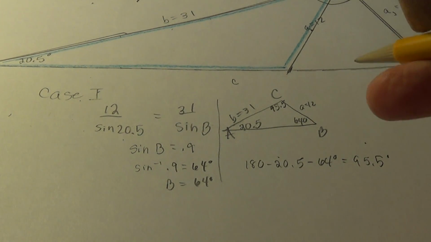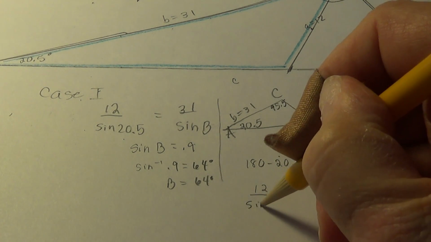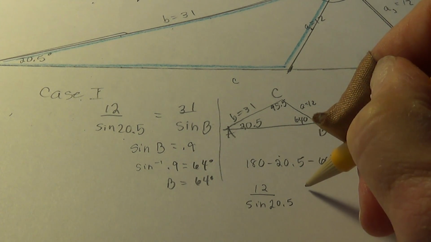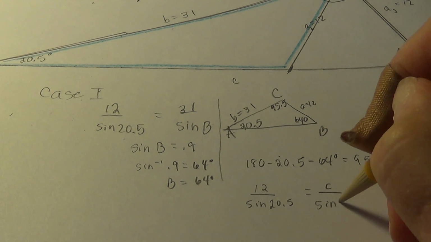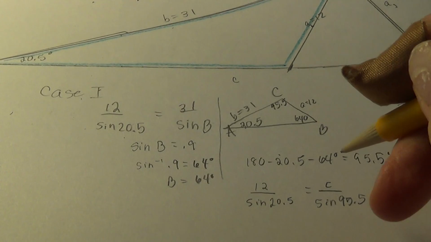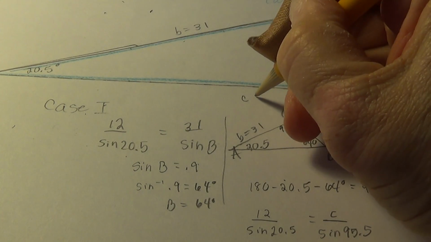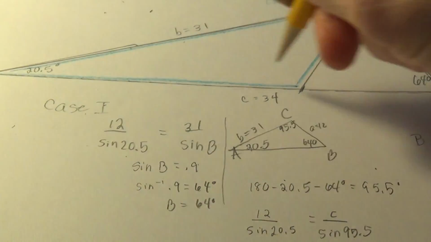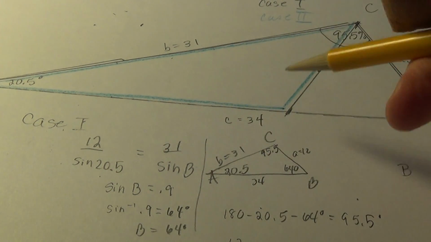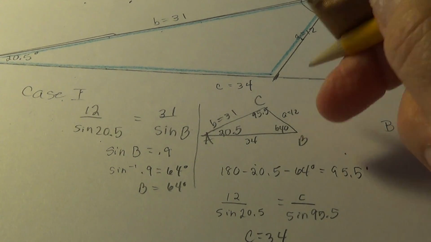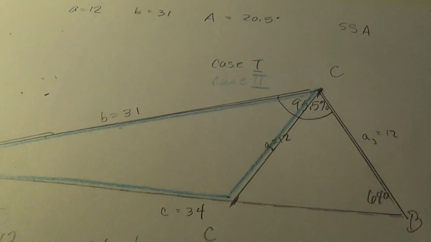Now, to find side c, it's regular law of sines. I'm going to do 12 over sine of 20.5 equals c, that's what I'm looking for this time, little c over sine of 95.5. So when I solved that, I got c equals 34. So nothing too surprising about that. So that's 34 from here to here. So I'll put it on the little sketch as well. So here we've solved this, and this is case one. Case one, closed.